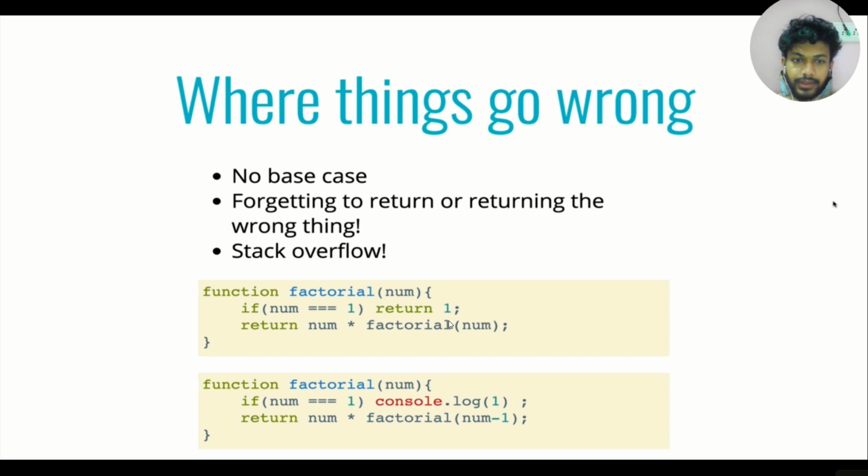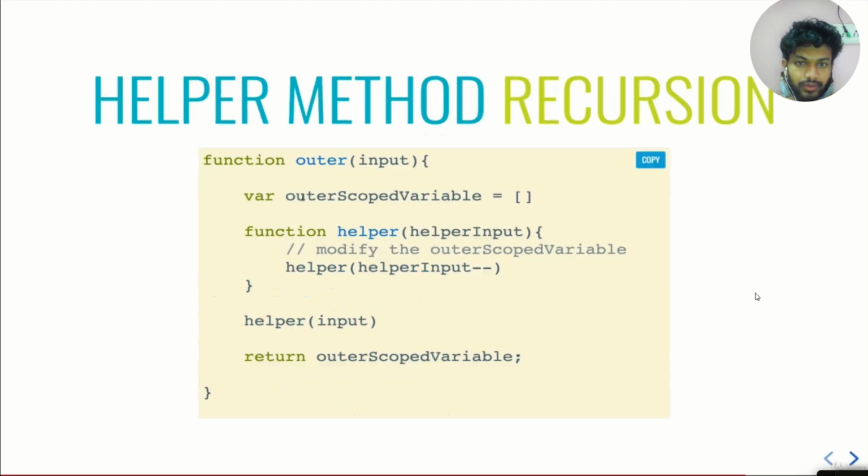But let me show you the helper method recursion blueprint. There will be an outer function which takes in an input. The line is not written here, but it should be outer and some input. In this case, it looks like it's an array. So it takes an input, and inside it we have the code. What code do we have? An outer scoped variable.